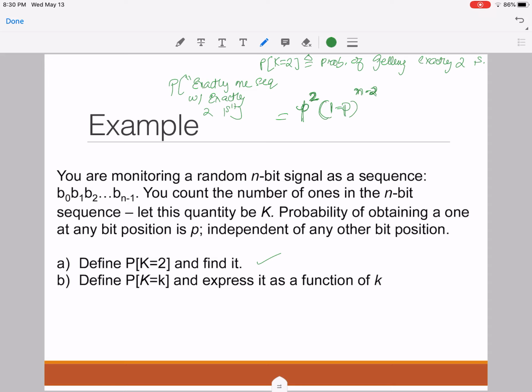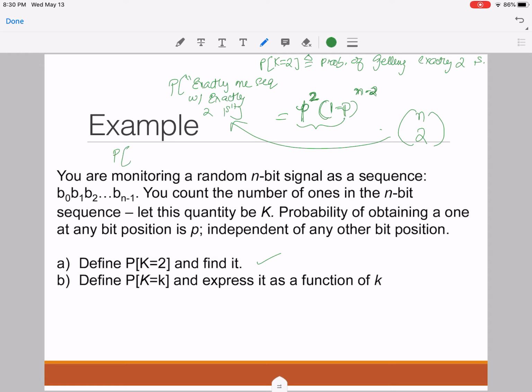However, there are numerous such sequences that can have exactly 2 ones. To count them, I can ask myself: in how many ways can I choose 2 spots out of n to place my ones? That answer is n choose 2. So there are n choose 2 such sequences, each with the probability p squared times 1 minus p to the n minus 2.